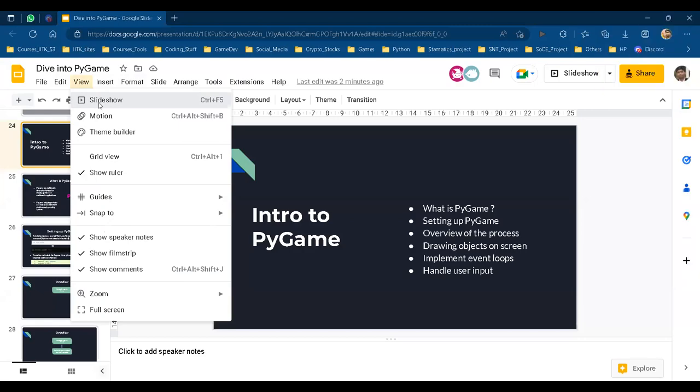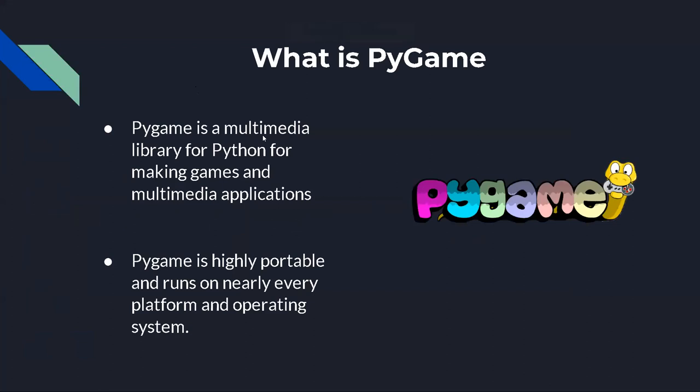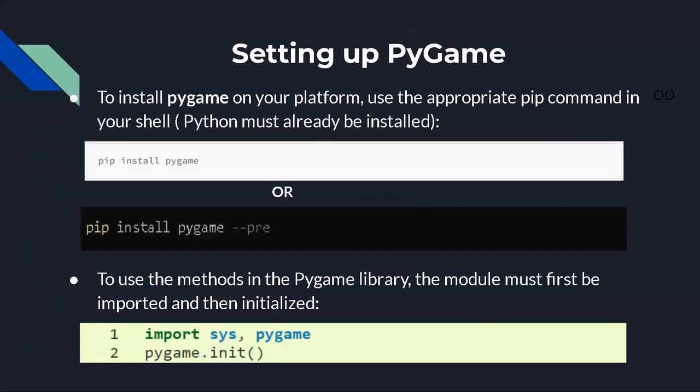So now let's get into the intro to Pygame. What is Pygame? Pygame is basically a library for Python, which is used for making games and drawing some objects on the screen, and also for making some multimedia applications. Pygame is one of the highly portable libraries used in Python, and it runs on nearly every platform and almost every operating system. So how can you set up Pygame on your system?